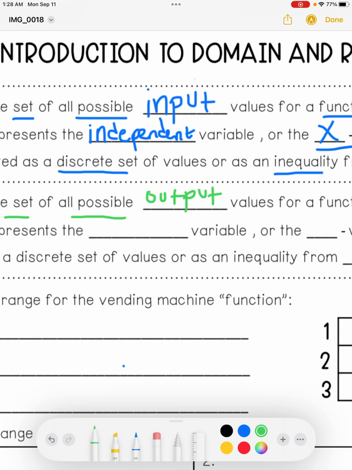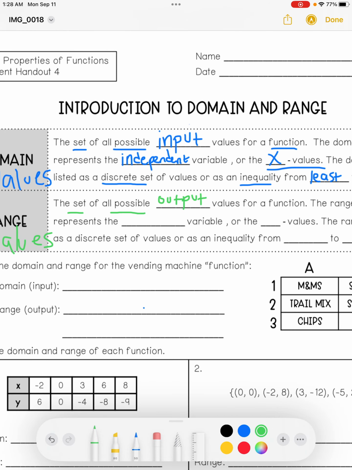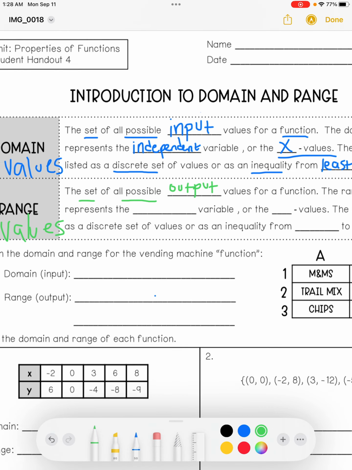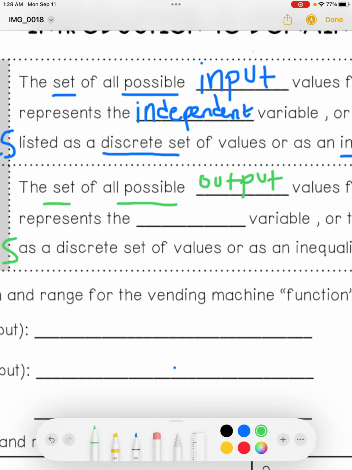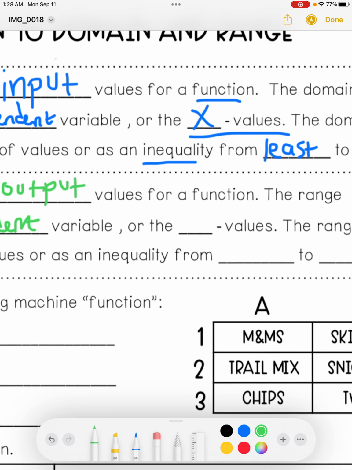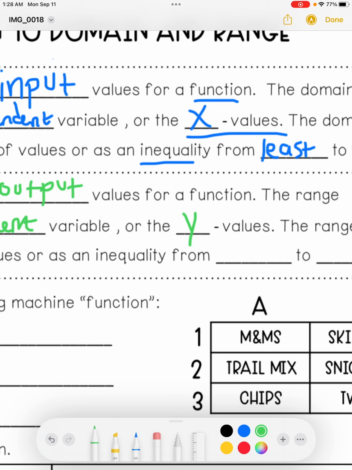If you remember from our previous video, we had the vending machine, and the outputs were like our snacks. So this would be sort of like those things. Whatever the function spits out goes into the range. So in our example from last time, that would be the snacks. The range represents something called the dependent variable, which is basically just the y values. The most helpful thing to remember is that it will be the y values, but you can think of them as outputs or the dependent variable.